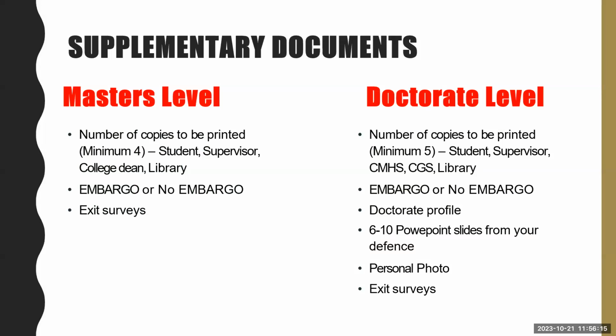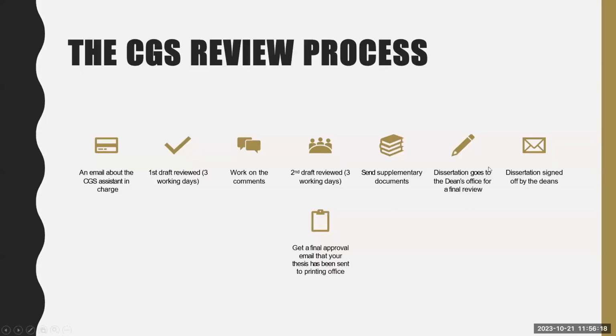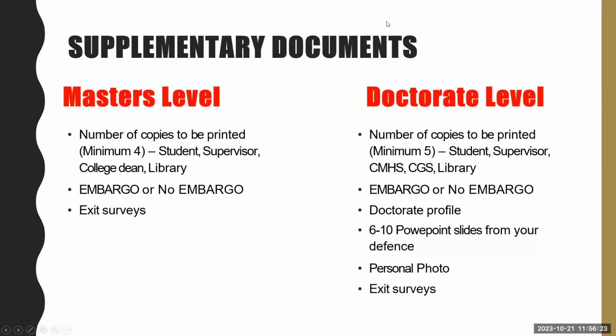These documents need to be submitted before it goes to the dean's office. So these documents are mandatory. So what are the documents needed for master's level and for doctorate level? For master's level, the student has to mention how many copies are required. The minimum required is 4 copies. What are those 4 copies? One of them will be for the student. The second one will be submitted to the supervisor. The third one is for the college dean, the student's college dean, not the College of Graduate Studies dean.